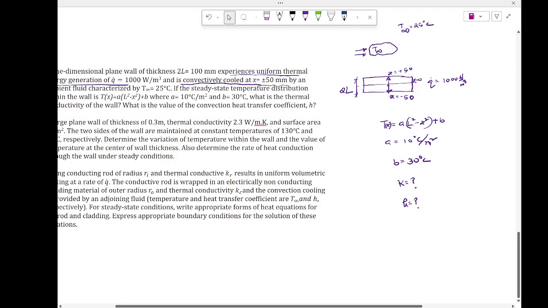Okay, think this way. They are asking the value of K, right? And they give you the value of Q dot. So the hint is that you have to use the heat equation for Cartesian. Once you have the full equation, then you apply the boundary conditions. Steady state, take out the one, and you're going to leave only two terms: one is the Q dot, another one is the x dependent term.